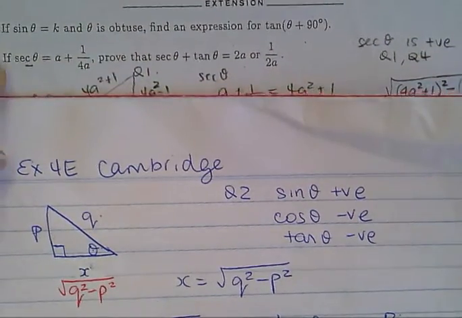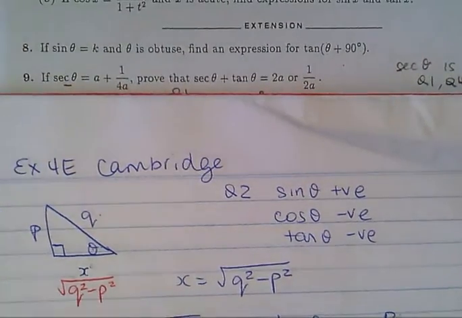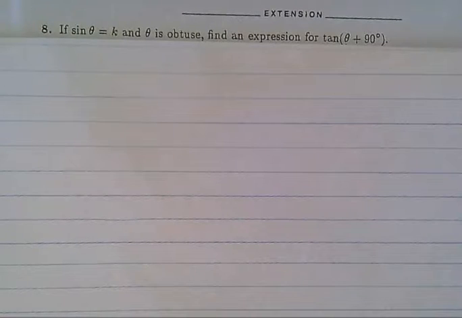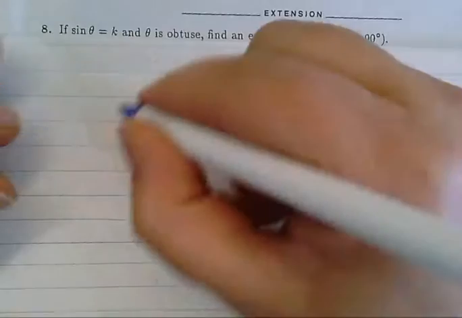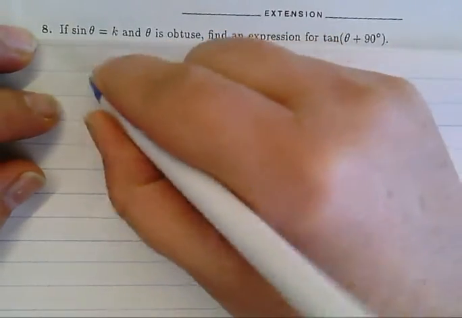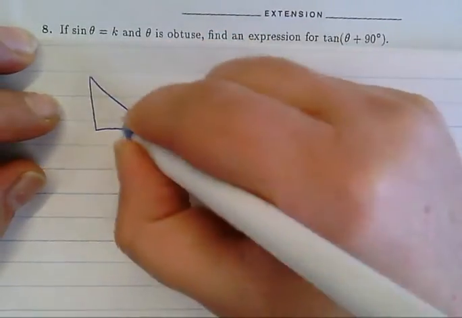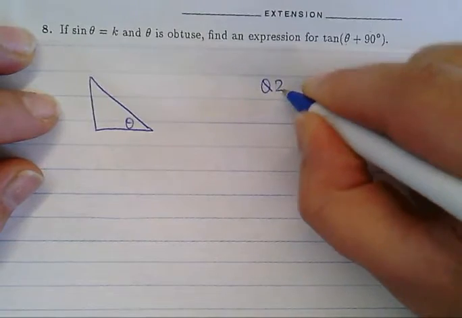What I want to do is question 8. It equals k, and theta is obtuse. All right, obtuse. How big's obtuse? 90 to 180, we're quadrant 2. So we're quadrant 2 going this way. You know what I mean? So let's write quadrant 2.